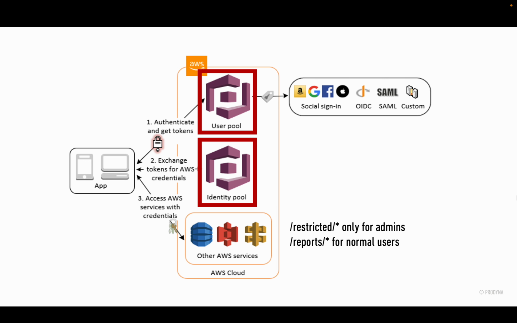So, for example, in our project, we use this in combination with AWS API Gateway to restrict some paths. For example, our admin users were the only ones allowed to access everything after /restricted. So no normal users could access this path.